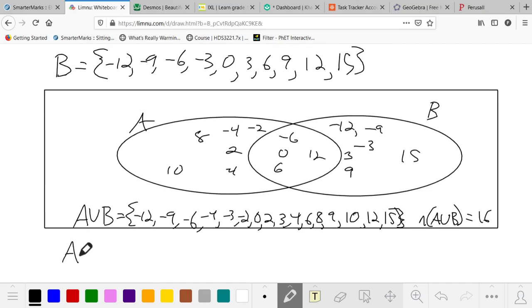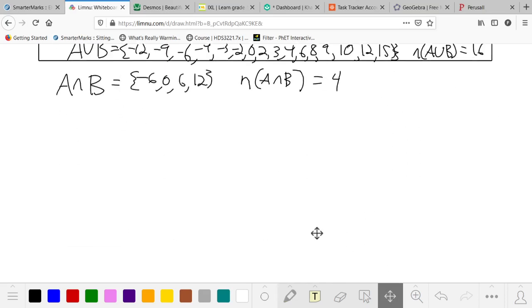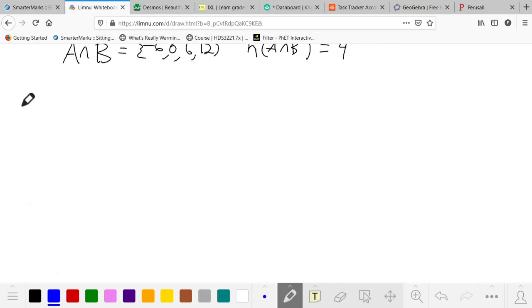And then A intersect B, that's just what's overlapping. That is much easier, and the number of elements in A intersect B is just 4. So that is question 6, parts A and B.